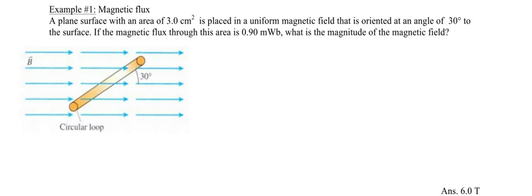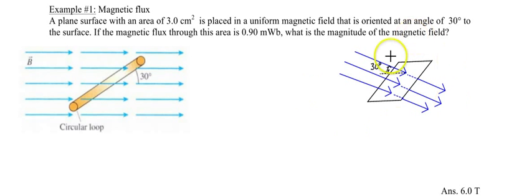Some people have a hard time understanding that this is a side view of it, so I'll draw just kind of a three-dimensional view of it now. So here's a more three-dimensional view. This angle 30 degrees is the angle that is made between the B field lines that are drawn here in blue and the surface. The normal, by the way, is this vector right here, that's perpendicular to the surface.